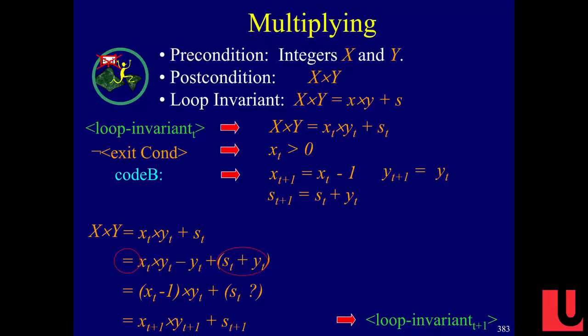Now, if you want to go back to an old page and say, how do we establish the loop invariant, then I'll tell you the way we establish it is we set little x to capital X, little y to capital Y, and little s to 0. That's how we establish the loop invariant.